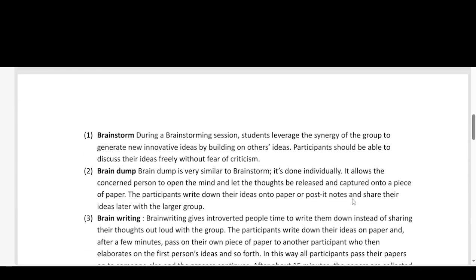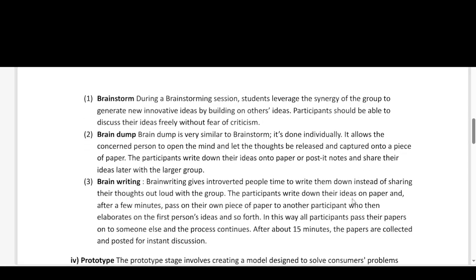The first one is brainstorming. During brainstorming sessions, students leverage the synergy of groups to generate new, innovative ideas by building on other ideas. Participants should be able to discuss their ideas freely without fear of criticism. Brain writing is very similar to brainstorming, but it is done individually. It allows the person to open the mind and let the thoughts be released and captured onto a piece of paper. The participants write down their ideas onto paper or post-it notes and share their ideas later with the larger group.